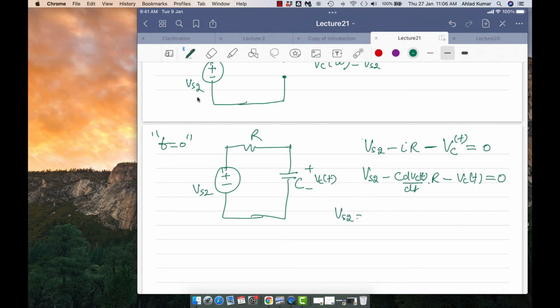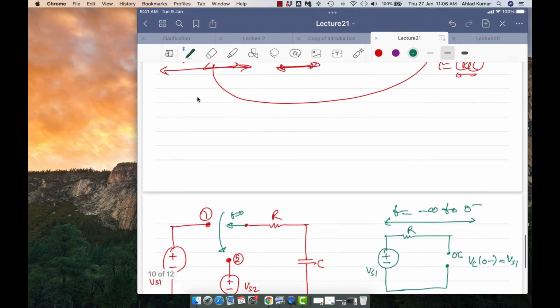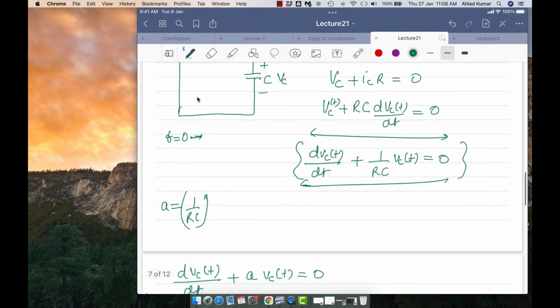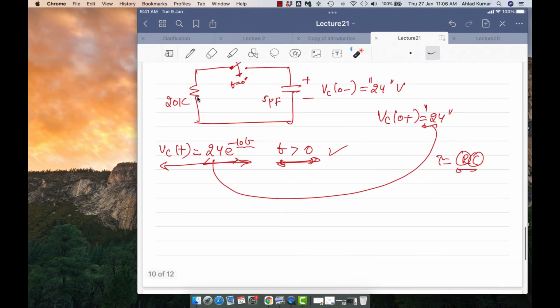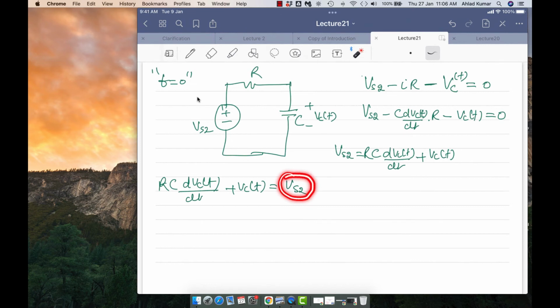So here it will be CR dVc(t) by dt plus Vc(t). I have just taken all the terms to the right side. Is this okay? Any doubts here? So I can divide by RC on both the sides. But before going there, let me tell you one more thing. If you recall in our earlier case, when I wrote the differential equation, at that time the right side was 0. Now it is Vs2.